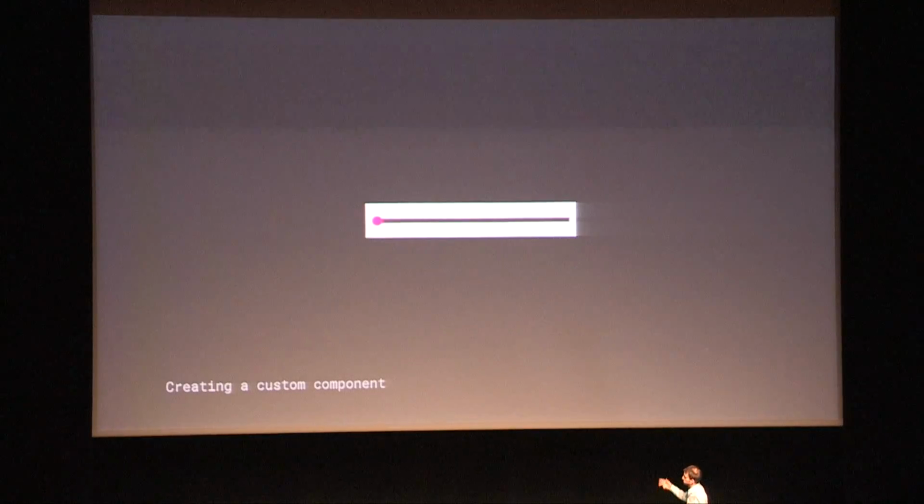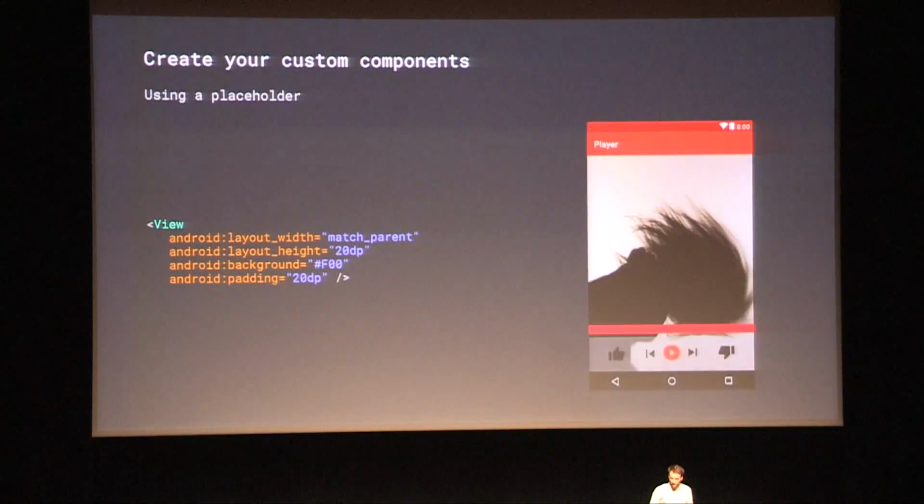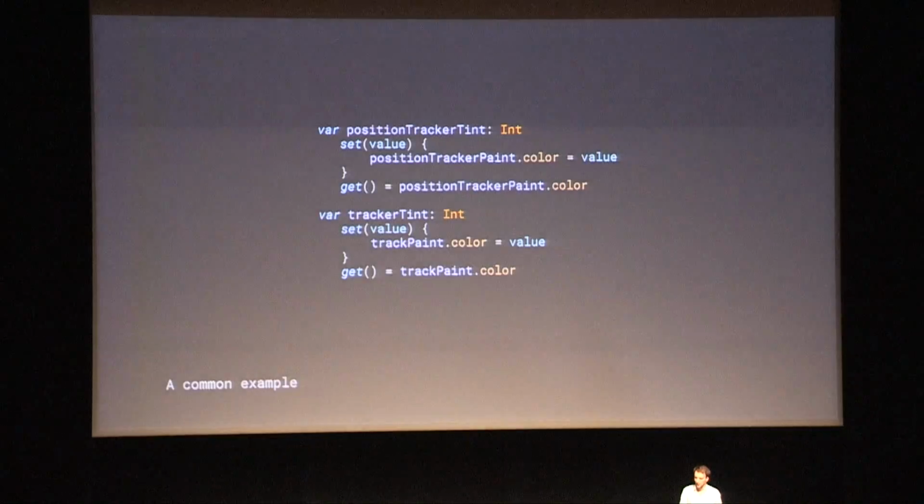For the example, we're just going to go through creating this small seek bar. To start with, we just provide a simple placeholder view right now with a background, and we're going to come back to it later. But at least we know where it's going to be, and we can still preview our layout without our custom view.